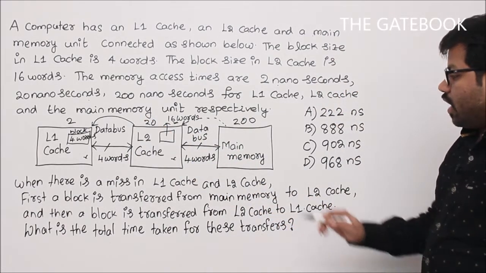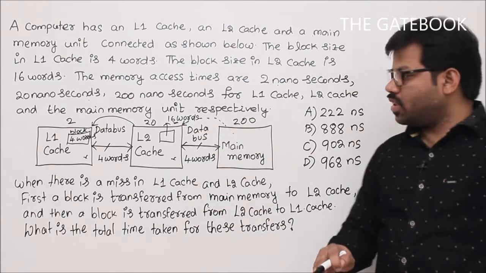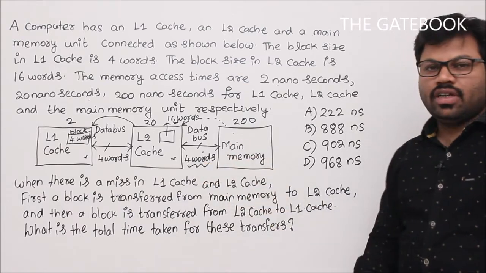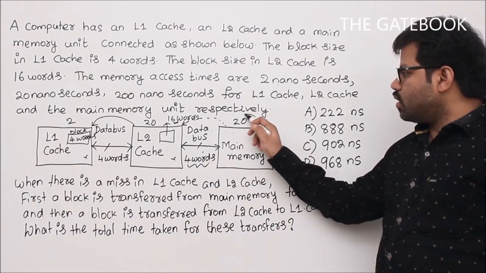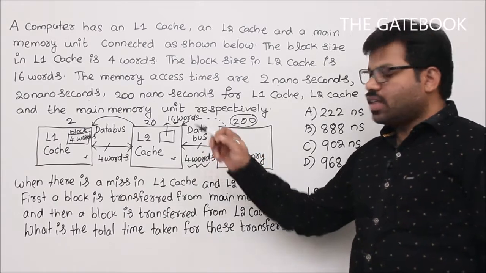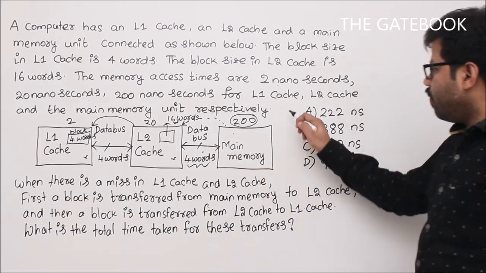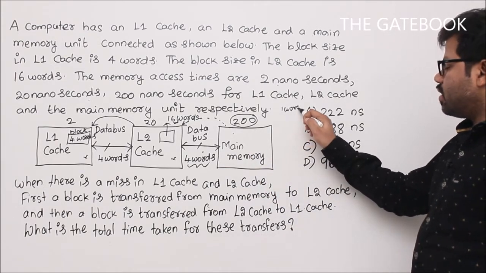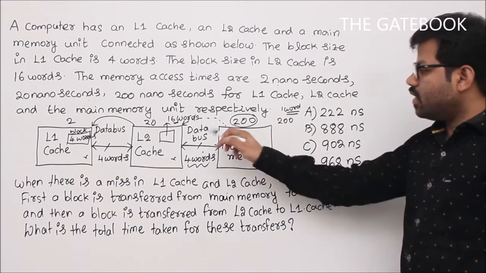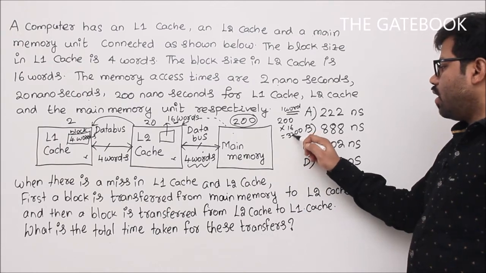First, we have to move the data from here to here. Already I told you the data transfers are block transfers, but the block size is 16 words, and at a time only 4 words can be transferred. And main memory access time is 200 nanoseconds for what? For 4 words of data. That is my assumption. If you assume that every 1 word takes 200, then to transfer 16 words, 200 into 16, 3200 nanoseconds.